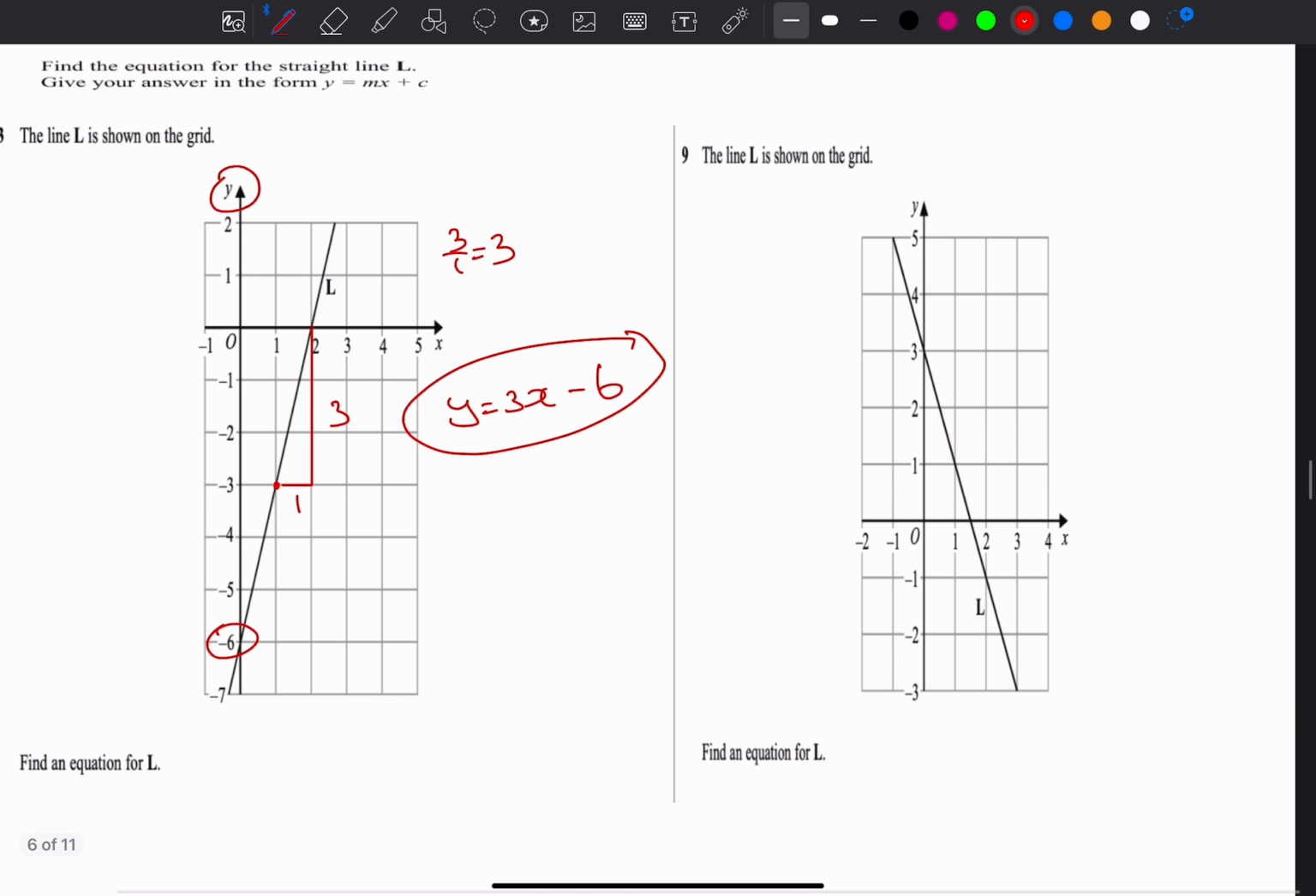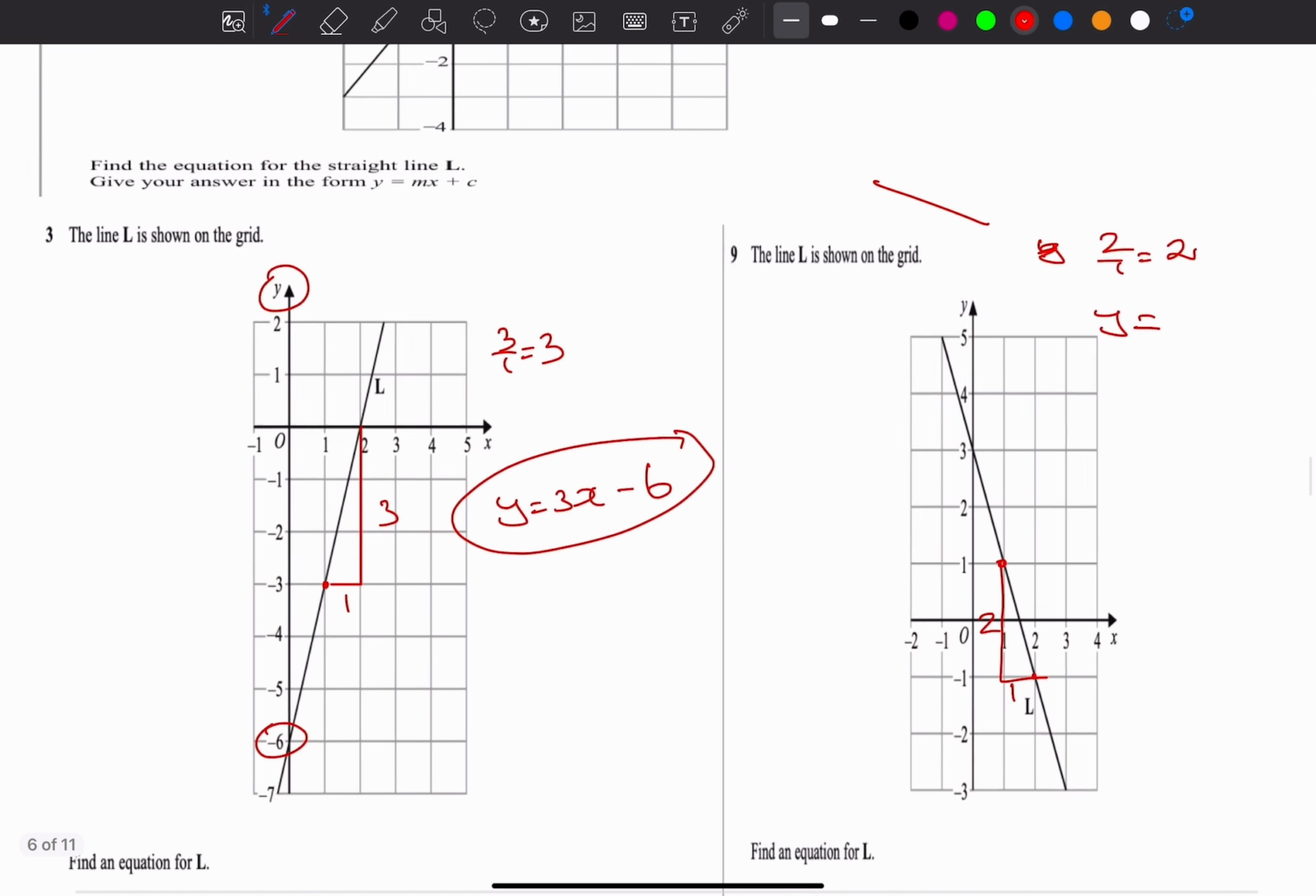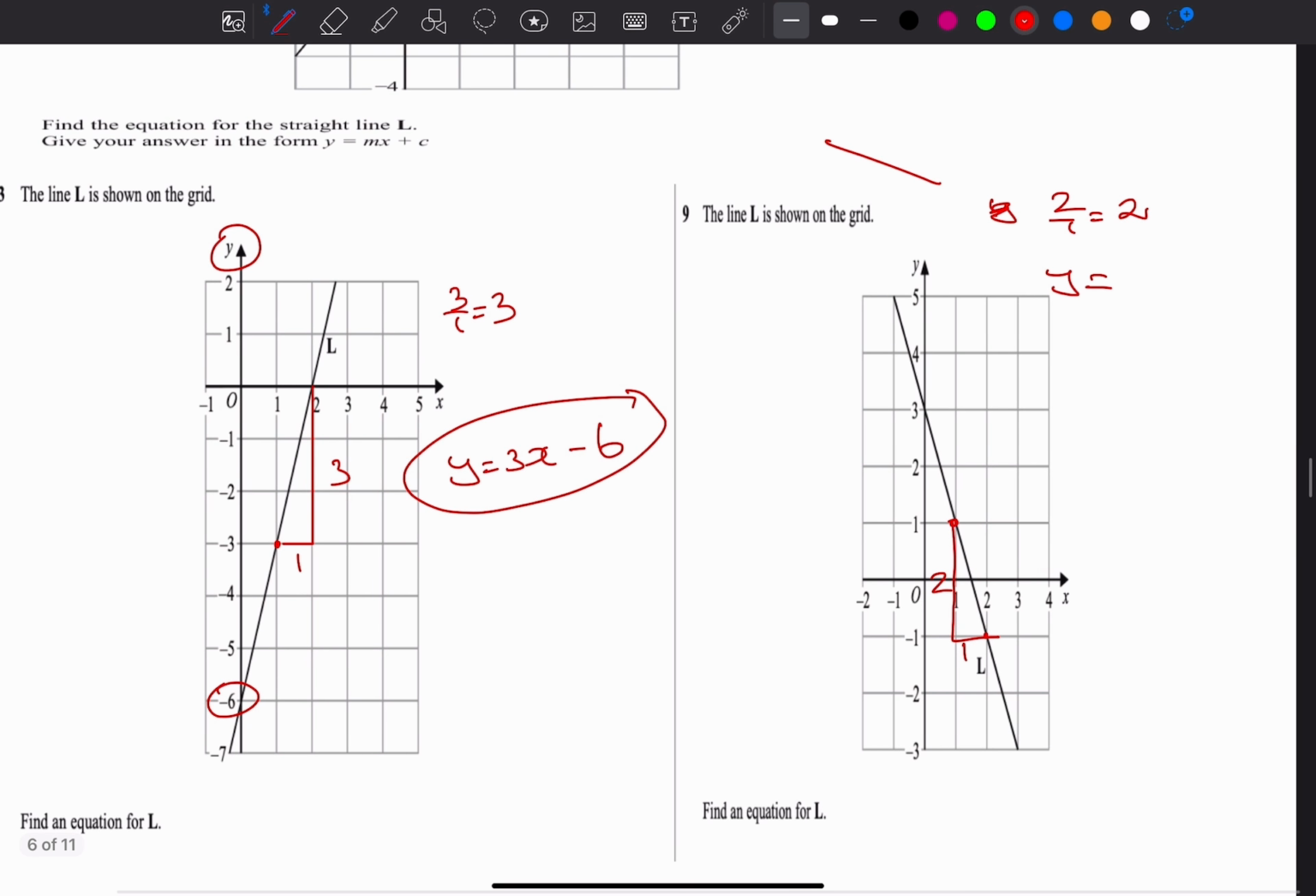Next one. A good point it crosses here, here. Could do that. That's 2 and 1. 2 over 1 is just 2. But y equals not positive 2, because the line goes that way. It's a negative gradient, remember. Minus 2x, and where it crosses the y-axis, 3. Y equals minus 2x plus 3.